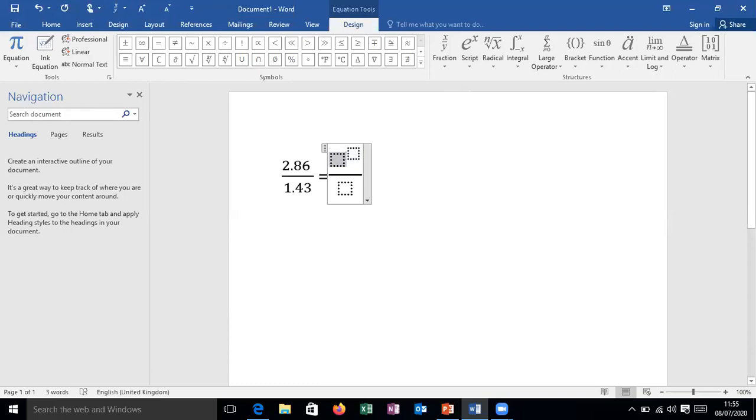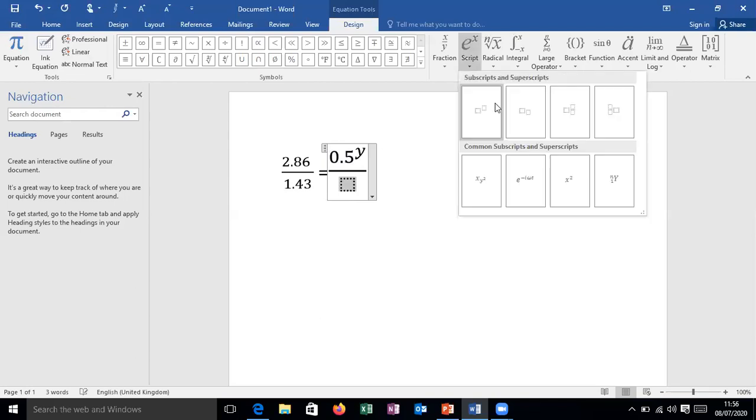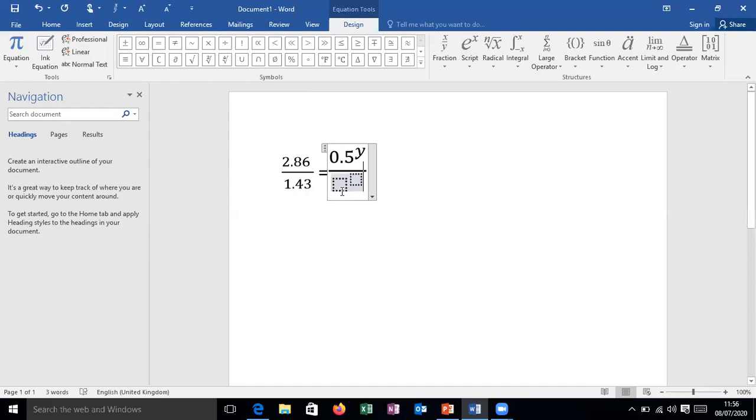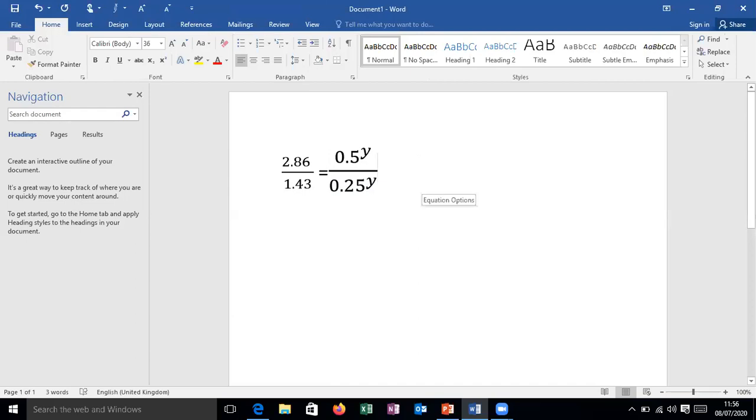So 0.50 is the same as 0.5 to the power y. Then this would be 0.25, also to the power y. So I hope you are following so far. When you simplify, this is what we will get.